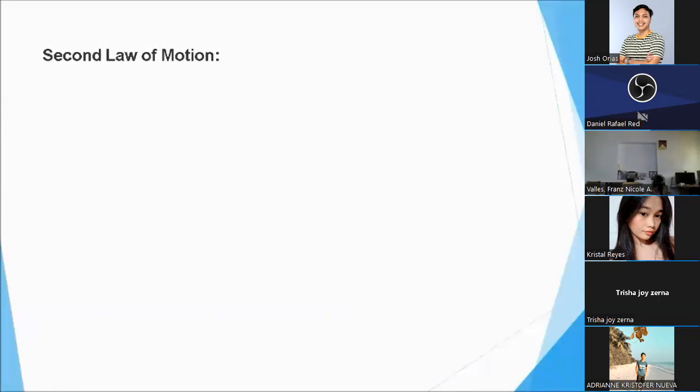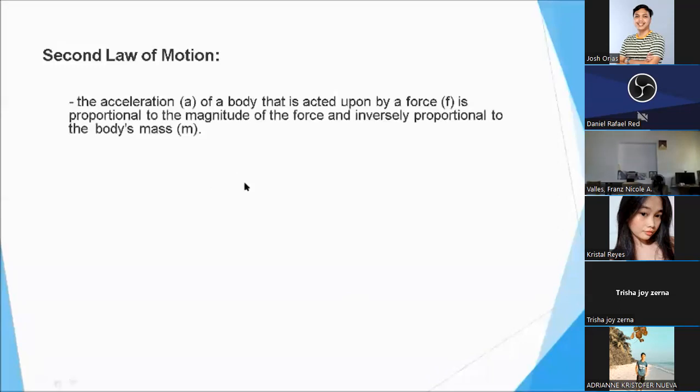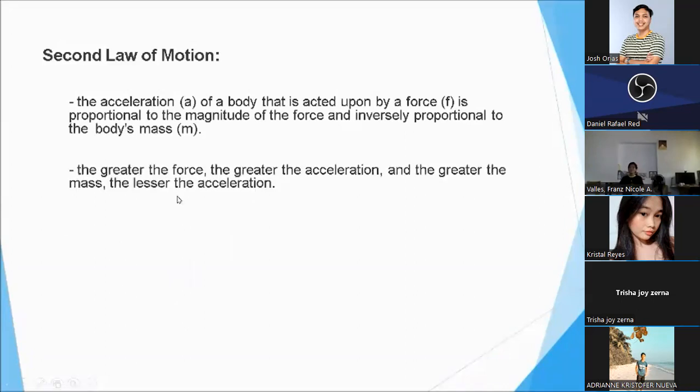Okay, so the second law of motion says that the acceleration of a body that is acted upon by a force is proportional to the magnitude of the force and inversely proportional to the body's mass. Ibig sabihin, the greater the force, the greater the acceleration, and the greater the mass, the lesser the acceleration. Force and acceleration are proportional. The greater the force, the greater the acceleration. Then why is it inversely proportional with mass? Di ba? So, ibig sabihin, the greater the mass, the lesser the acceleration.